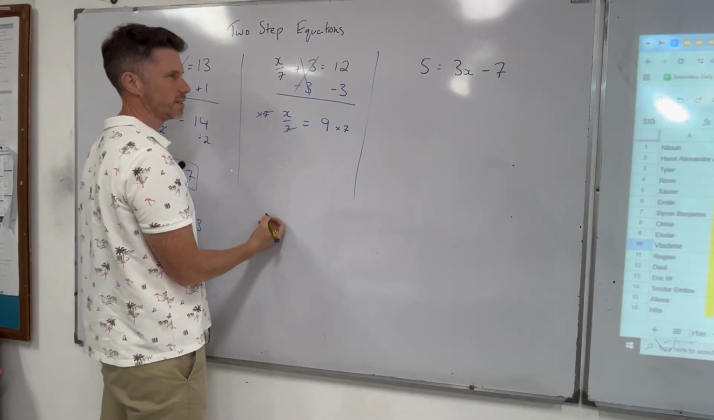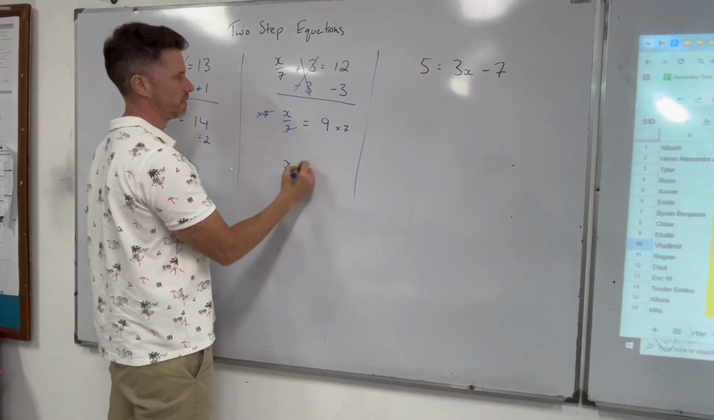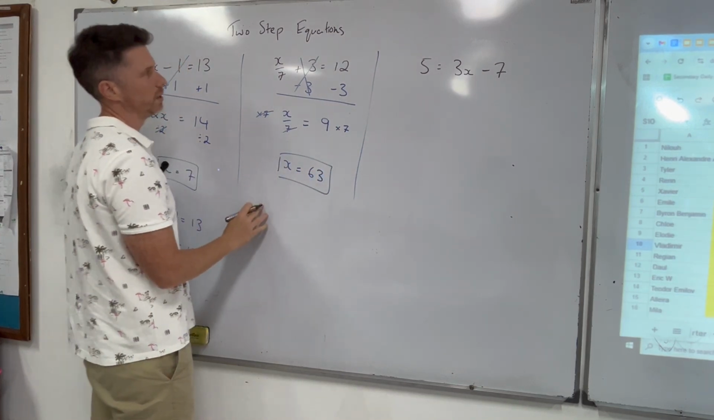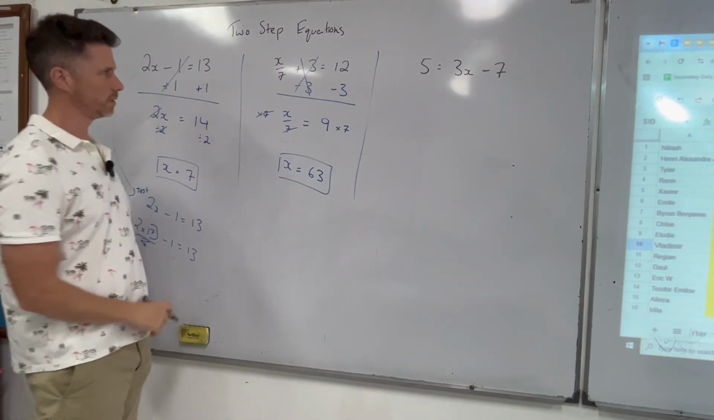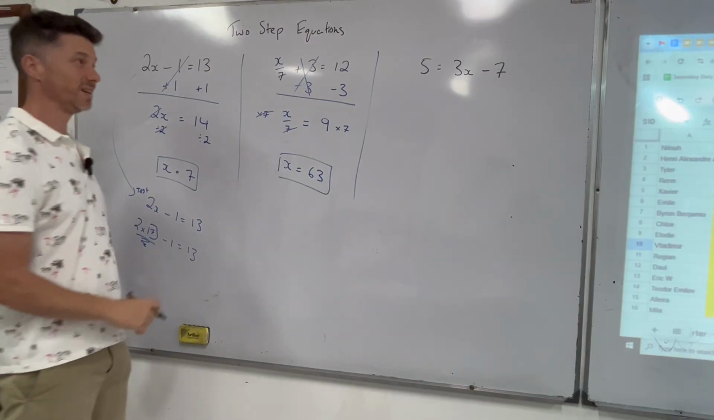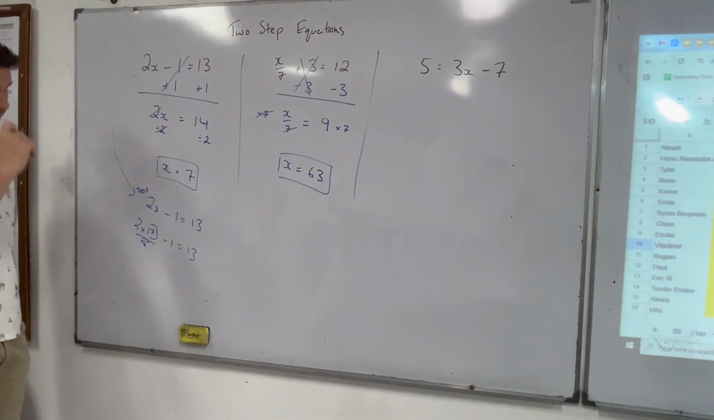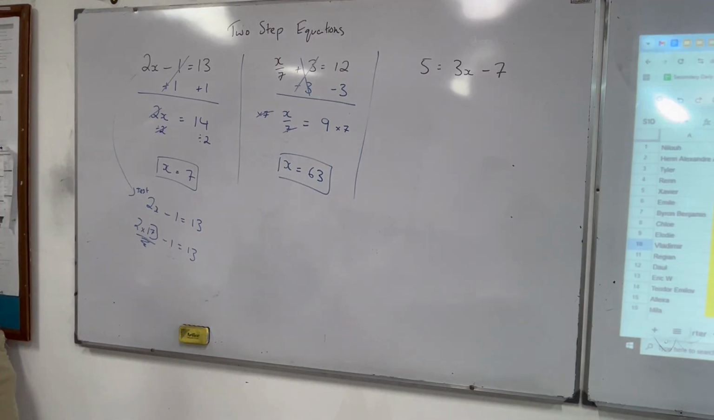7 and 7 cancel out. X is left behind. 9 times 7 is 63. I can do a little test. 63 divided by 7 is 9. 9 plus 3 is 12. Yeah, it works out. This next one, what am I going to do first on the third one?